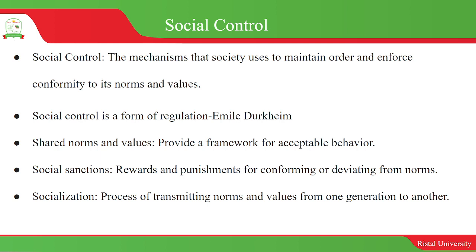Socialization is a concept that we shall look at in another session, but basically the meaning of it is that it is the process of transmitting norms and values from one generation to the other. So we shall look at the institutions of socialization: the families, the religious institutions, and then the educational institutions. They play a very important role in transferring norms and values from one generation to the other.